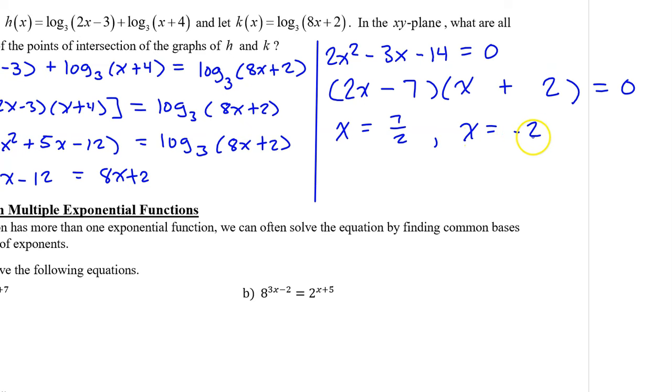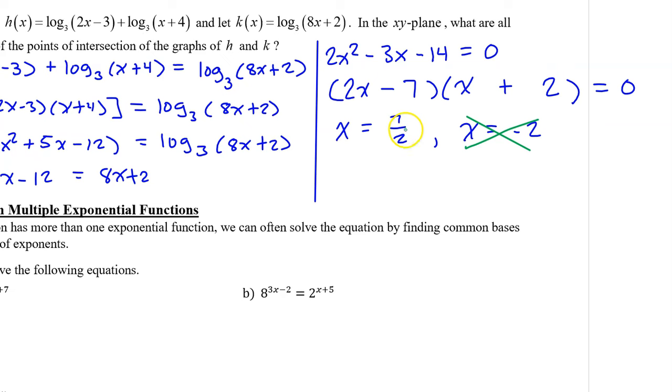Let's start with x equals negative 2. So if we were to plug negative 2 in right here, that would make 2 times negative 2, that's negative 4, minus 3, that's negative 7. You cannot take the log of a negative number, so this solution is extraneous. Get it out of there.